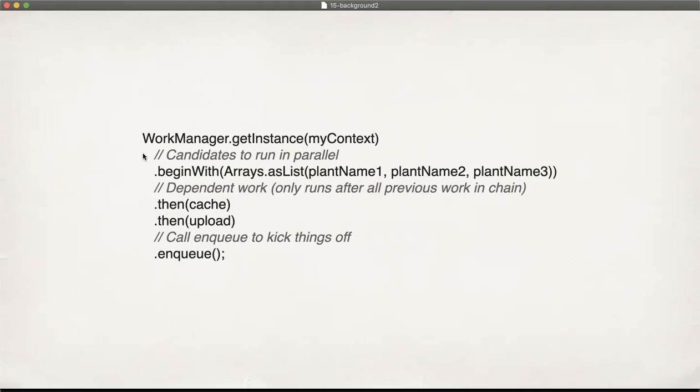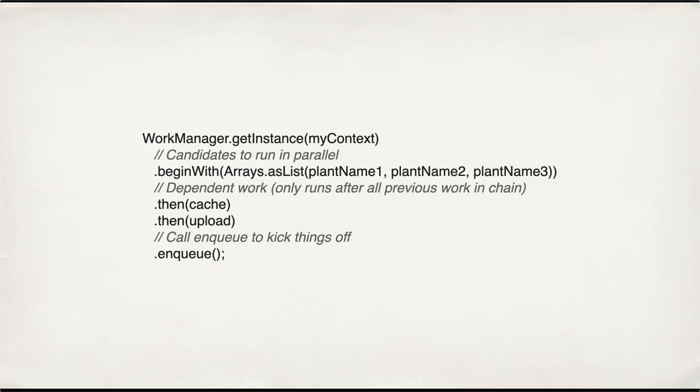Work manager get instance, blah, blah, blah. Then, there could be configurations, etc. And now we are saying begin with a list where the tasks are plant name 1, plant name 2, and plant name 3. This is an example from the guide again. What this means is all three in this list, they will run in parallel. No specific order, no guarantee of plant name 1 finishing before plant name 2 or the other way.